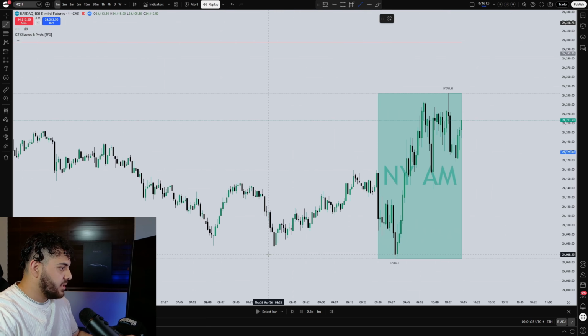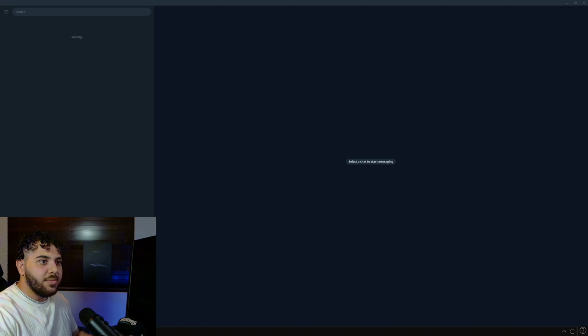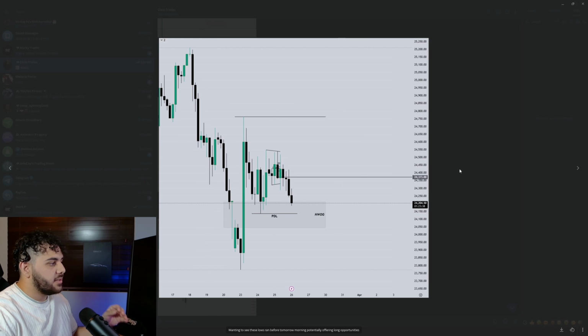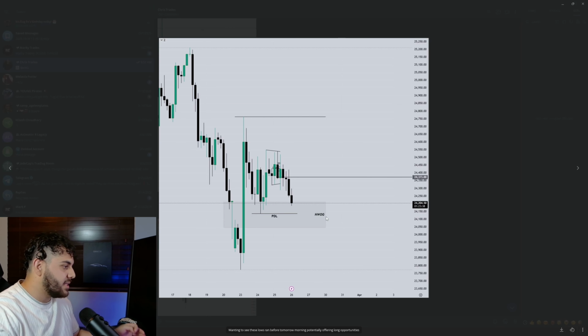Price came down, swept out this low. And let's actually go over what I mentioned over here on Telegram. So I said, this is the night before, I'm already looking at price action. I say, hey guys, I want to see price come down, sweep this previous daily low. Because we're inside of a range, remember, we want to see that external range being taken so then we could trade back into that range, targeting some of the internal liquidity.